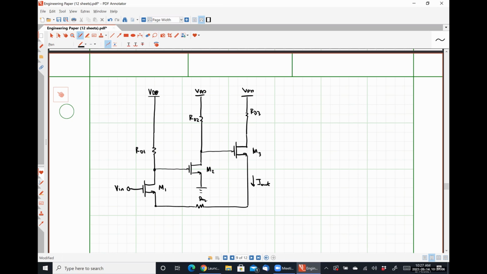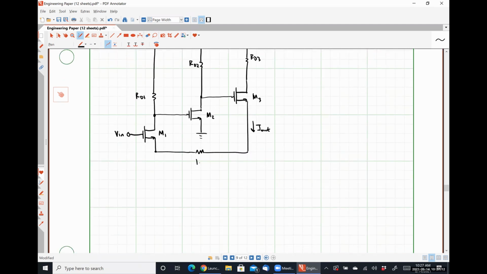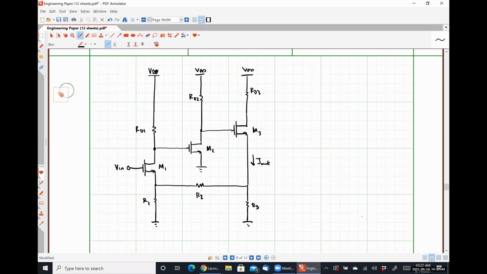Here's resistor R2, and that certainly doesn't look like a 2 at all. I apologize. This guy is going to be R1. And this guy is going to be R3. So again, we have a feedback network of resistances, which is both sensing the output current and then also converting that output current to a voltage so that it can be applied to our mixer. Okay.